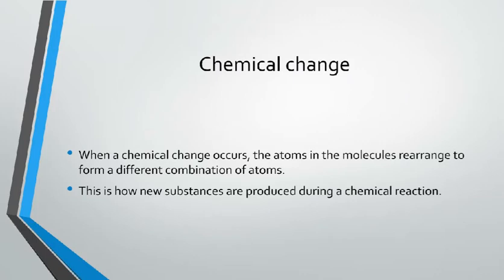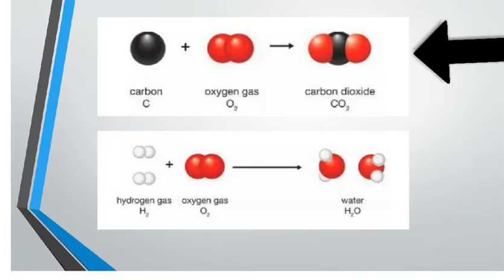Here is a scientific definition of chemical change. When a chemical change occurs, the atoms in the molecules rearrange to form a different combination of atoms. This is how new substances are produced during a chemical reaction. Let's have a look at some more examples of chemical change.